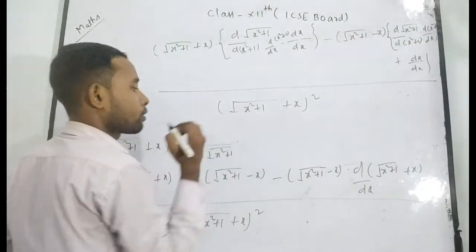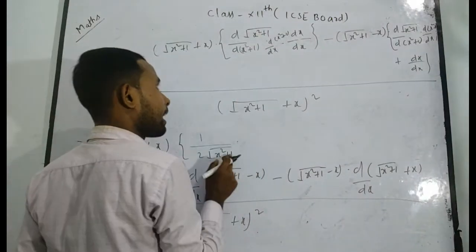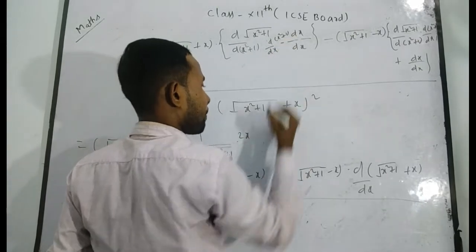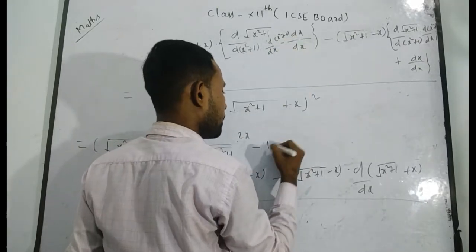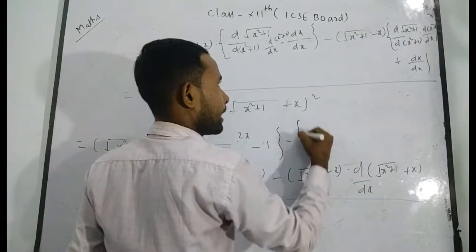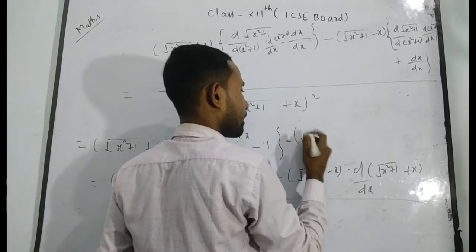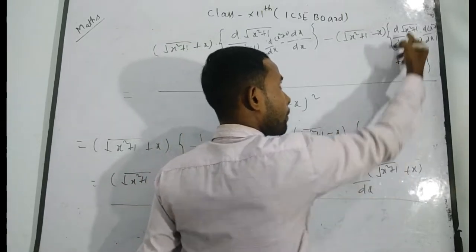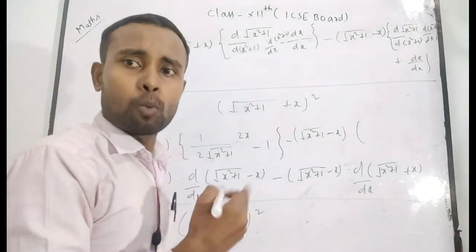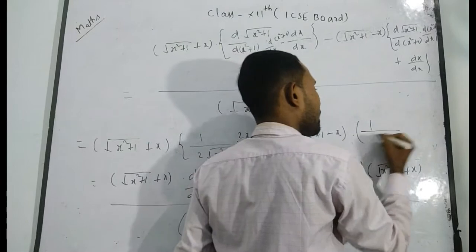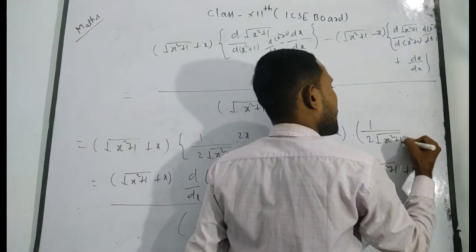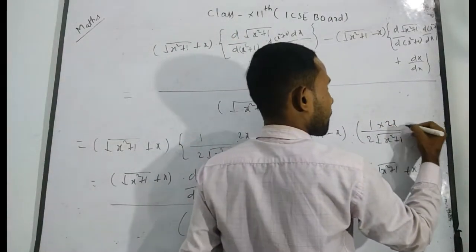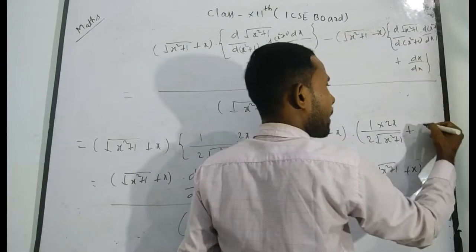Can you write the derivative of x square plus 1 with respect to x, which will be 2x. There is a minus sign, minus the derivative of x with respect to x, which will be 1. Minus again, the derivative of root under x square plus 1 minus x. The derivative of root under x square plus 1 will be 1 upon 2 root under x square plus 1. So write here 1 upon 2 root under x square plus 1. The derivative of x square plus 1 with respect to x will be 2x. The derivative of x with respect to x will be 1.